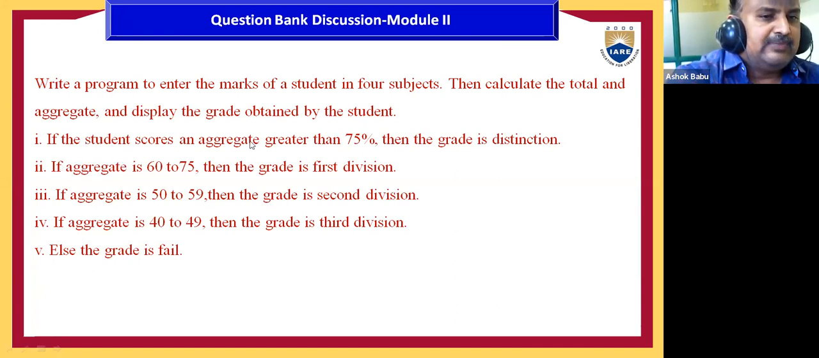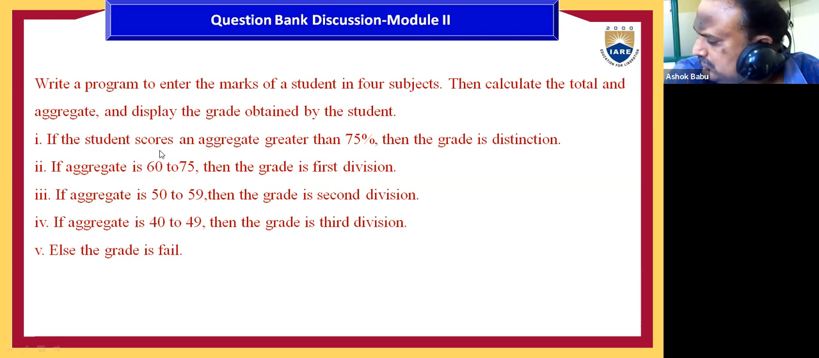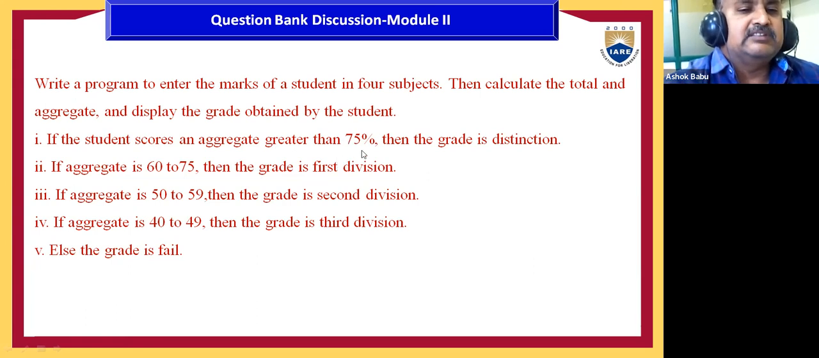Here, please note the problem. If the student scores an aggregate greater than 75%, then the grade is distinction. If the aggregate is 60 to 75, then the grade is first division. If the aggregate is from 50 to 59, then the grade is second division. If the aggregate is 40 to 49, then the grade is third division. Else, below 40, we need to print fail. Please note the problem first.